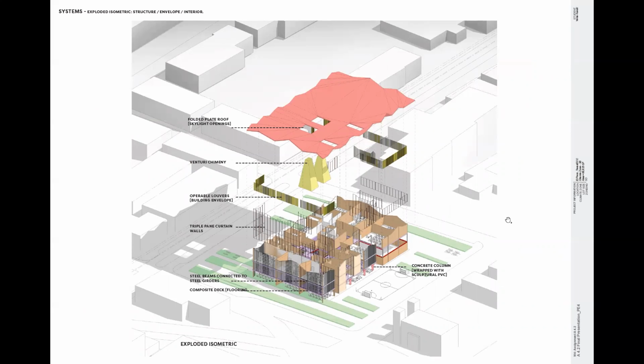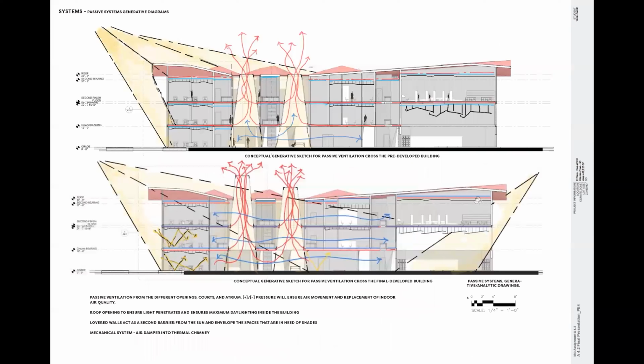Moving to the axonometric of the project, this is showing the composite flooring and the steel beams that connect the steel girders and the triple pane curtain walls that are mostly used, having as well some of the spaces with low-E glass. And these are the operable louvers that spread among the spaces that mostly need these louvers. And the Venturi chimney has different heights that penetrate this folded plate roof, and has skylight openings to allow the penetration of light and to have some shading in these spaces.